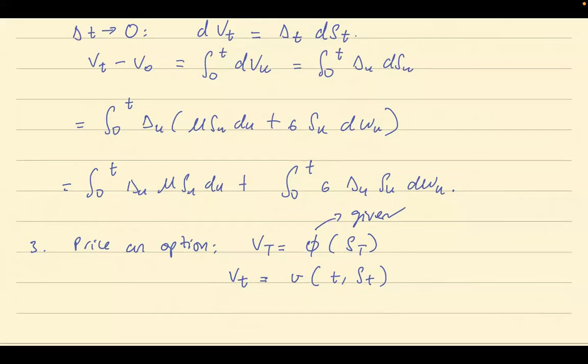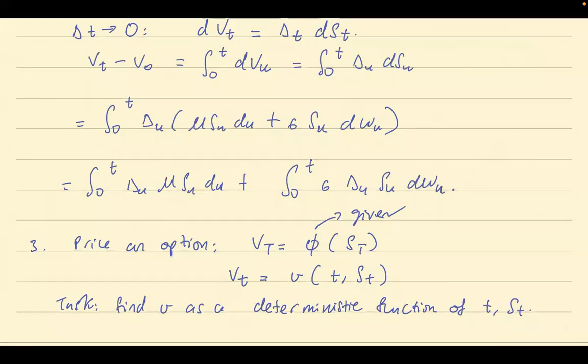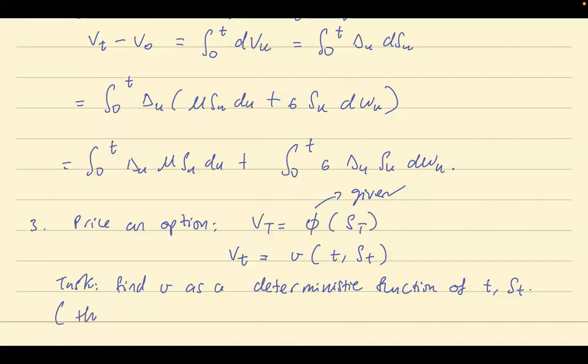So the task is to find v, and I emphasize, a deterministic function of t and S_t. If you have any doubt about this, think Black-Scholes formula. I think we wrote it too many times. I will not bore you with writing that one more time. But if you have any doubt about what I'm referring to, just think Black-Scholes.